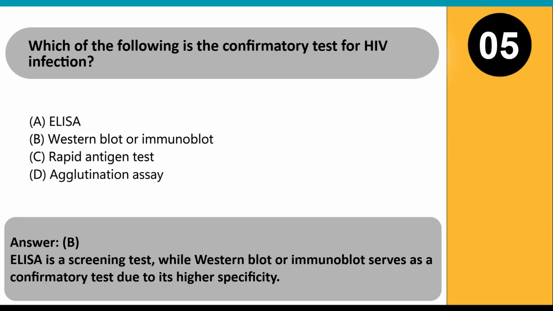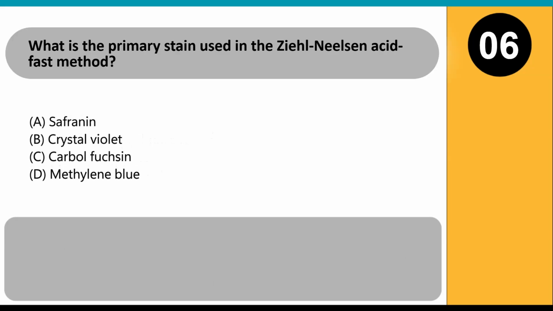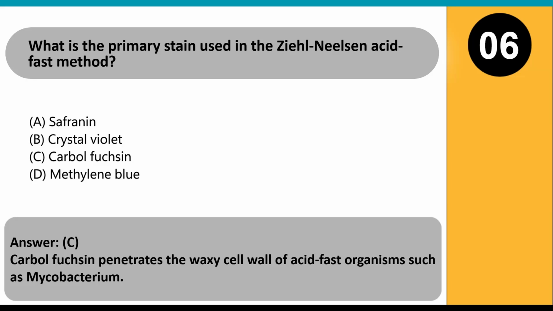to its higher specificity. What is the primary stain used in the Ziehl-Neelsen acid-fast method? A. Safranine. B. Crystal violet. C. Carbolfuchsin. D. Methylene blue. Answer C. Carbolfuchsin penetrates the waxy cell wall of acid-fast organisms such as Mycobacterium.